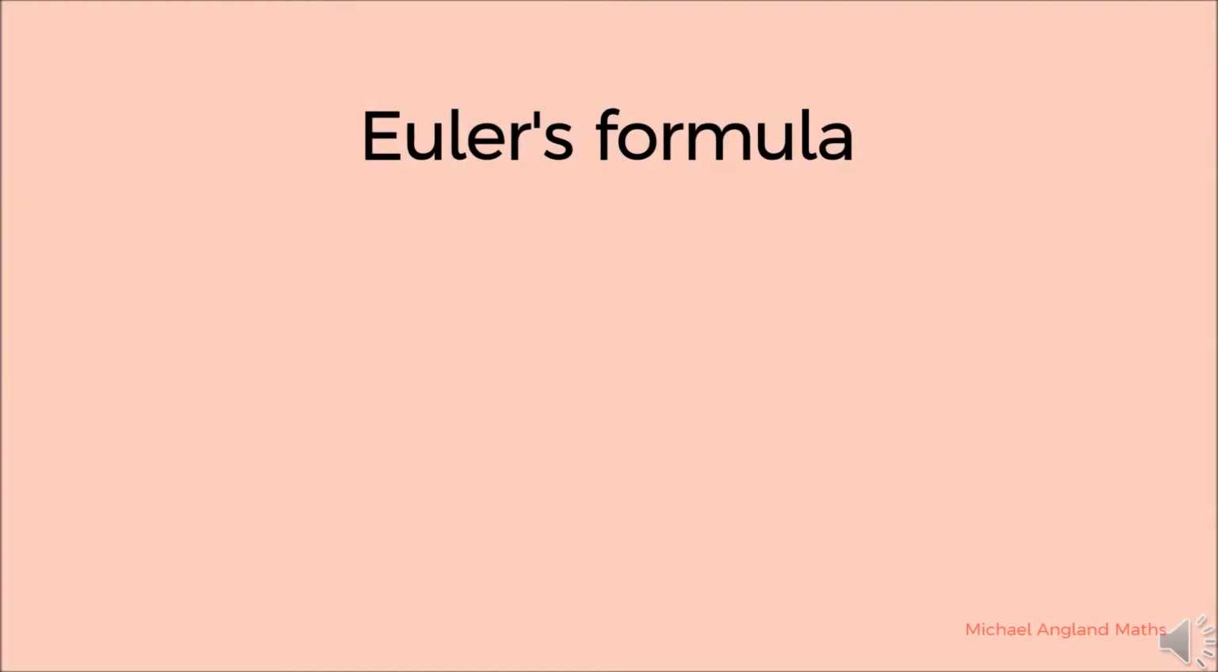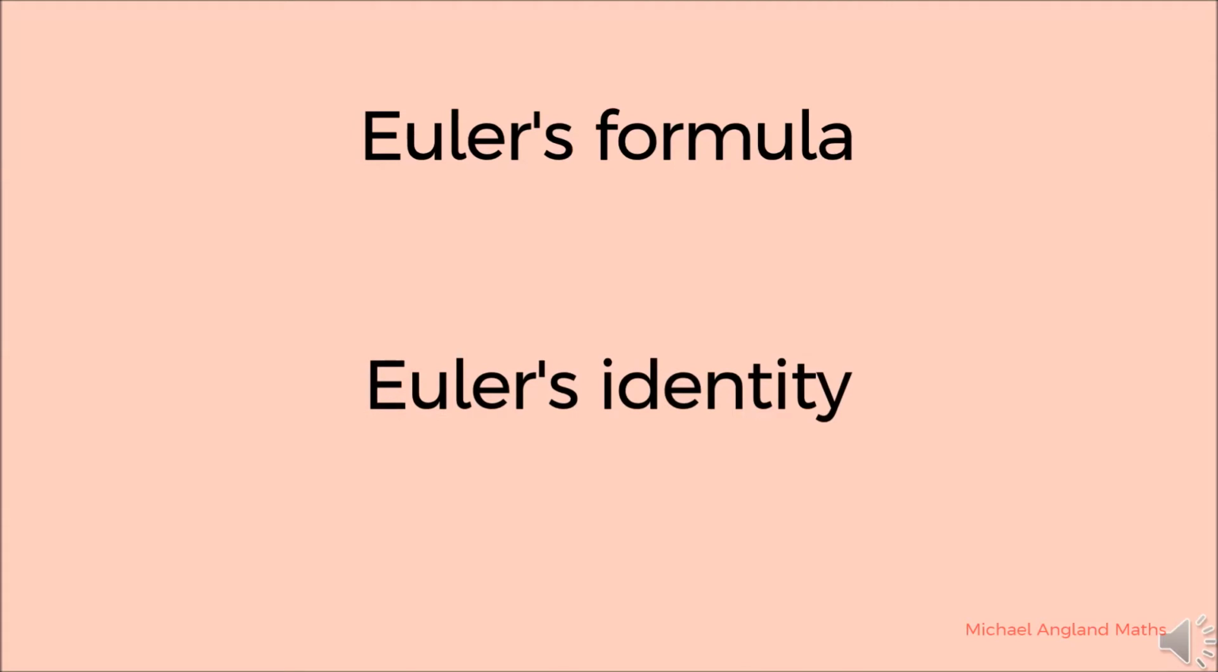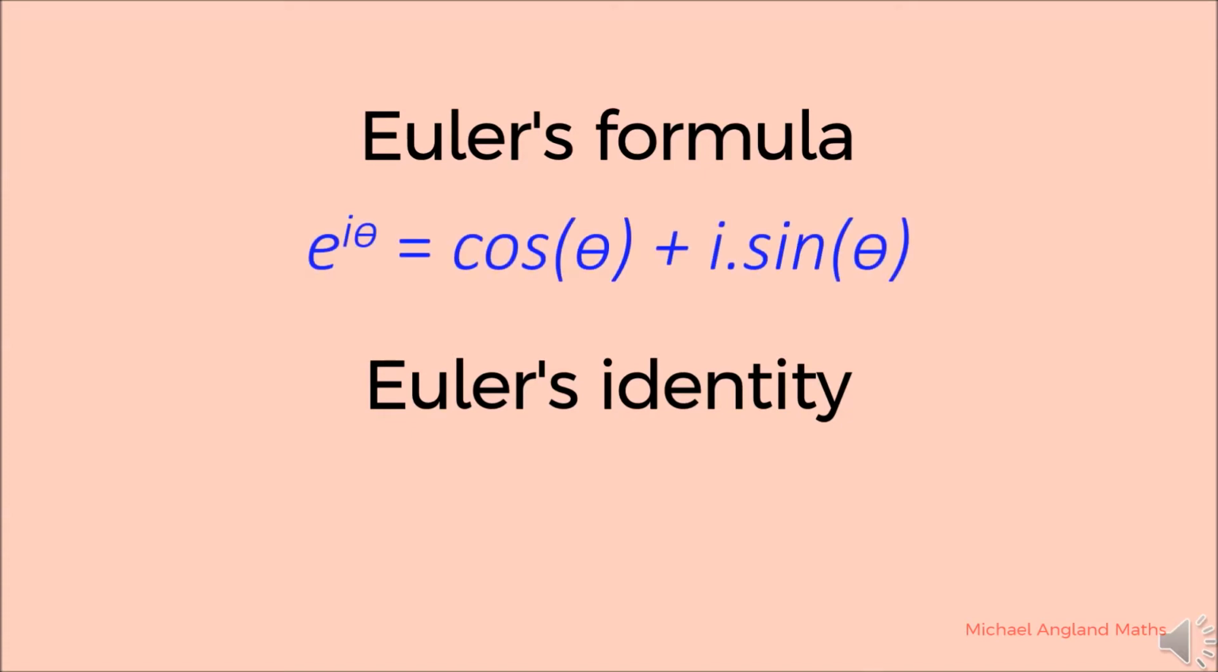This video is on Euler's formula, which leads us, when we substitute in a particular value for the variable, to Euler's identity, which is one of the most elegant identities in all of mathematics. It's named after Leonhard Euler, Swiss mathematician who contributed enormously to mathematics. And it states the following: e to the i theta equals cos theta plus i sine theta.